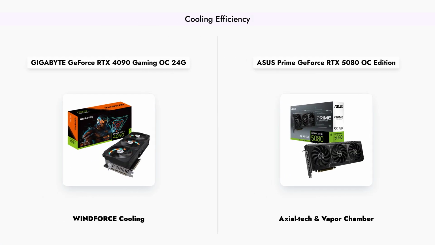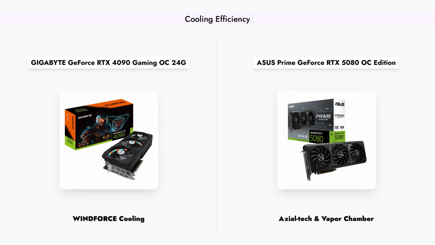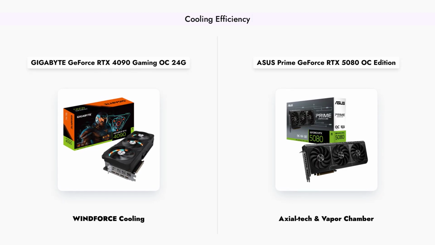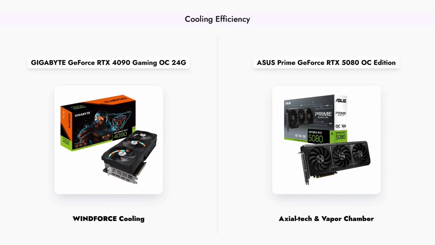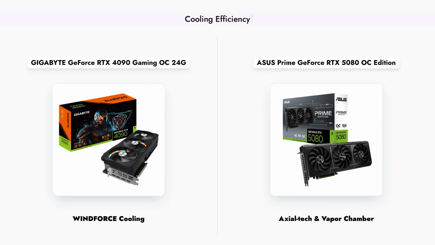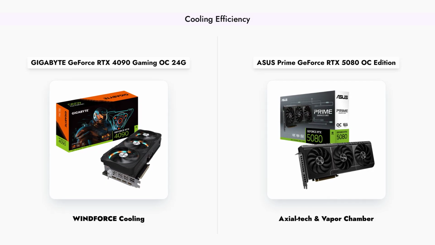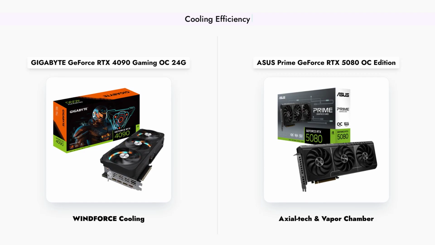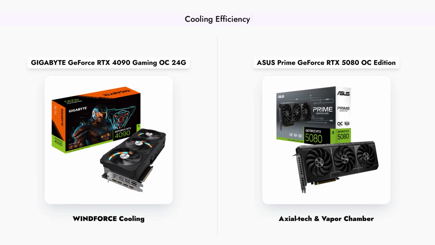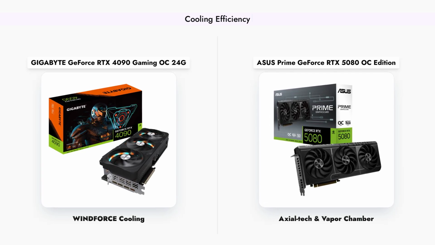Cooling is vital for maintaining performance, especially under load. The GIGABYTE RTX 4090 features a robust WINDFORCE cooling system with triple fans, ensuring stability even at high clock speeds. On the other hand, the ASUS RTX 5080 OC Edition employs Axial-tech fans and a vapor chamber, designed for efficient heat management in a compact form factor. We will compare how these cooling solutions perform during intensive tasks.